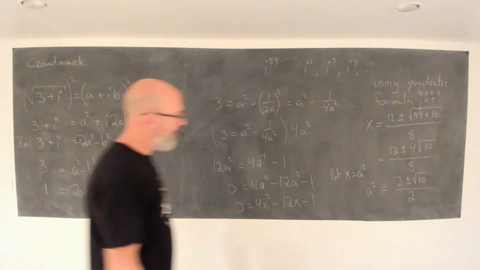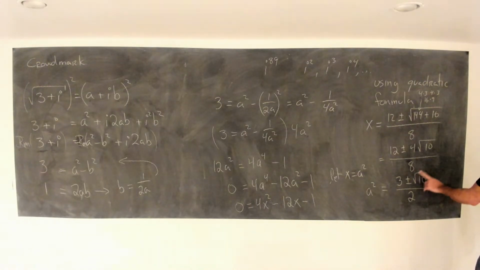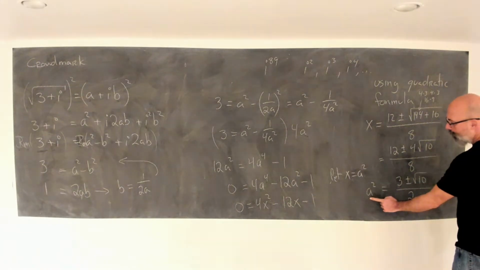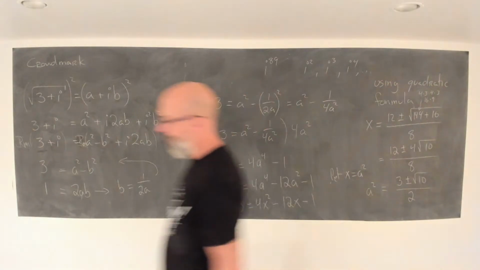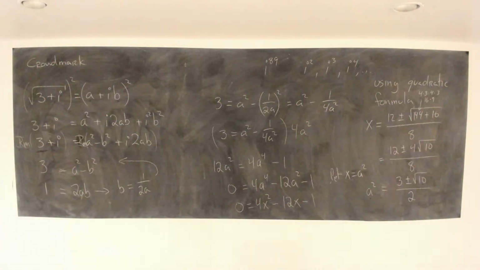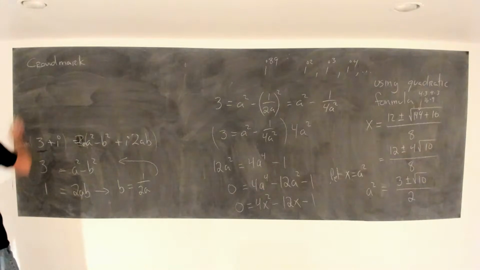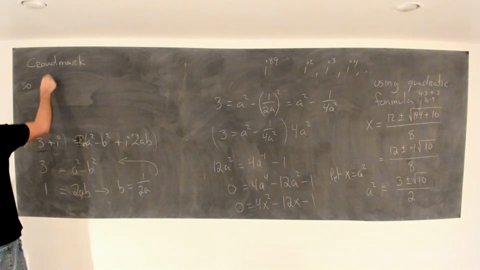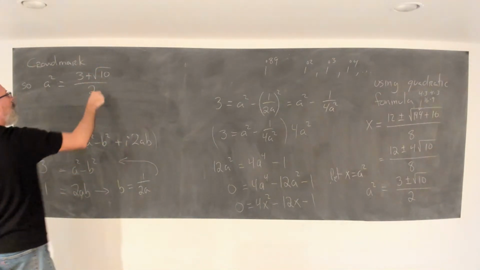But root of 10 is bigger than 3, right? Because root of 9 is 3. So root of 10 is bigger than 3, and 3 minus something bigger than 3 is going to be negative. So it cannot be equal to a square. So we must use the positive square root. So a squared is the positive square root, 3 plus root 10 over 2.